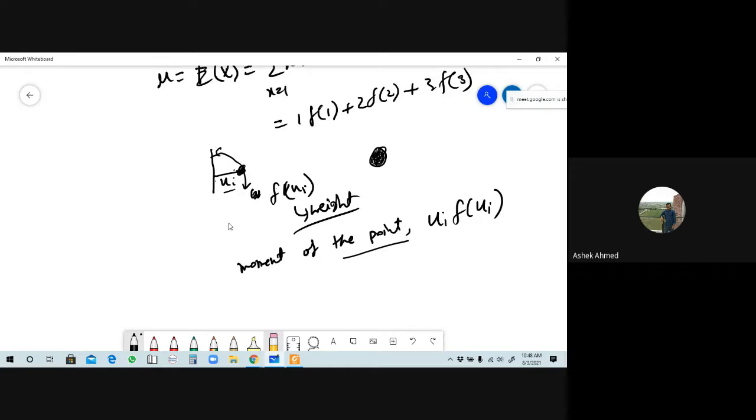It represents the moment of a specific point. From here we can find out the moment of the object. If we want to find out the moment of the object, this will be the summation of ui into f of ui. Is it right? This represents the moment of the object.